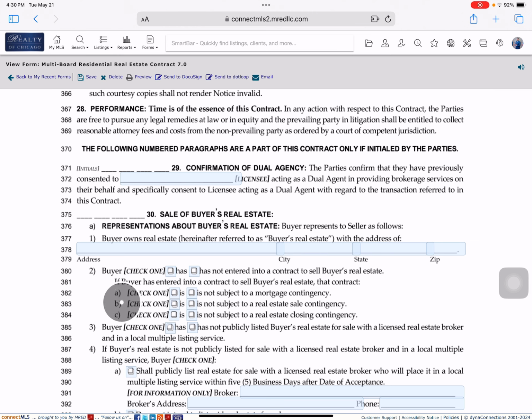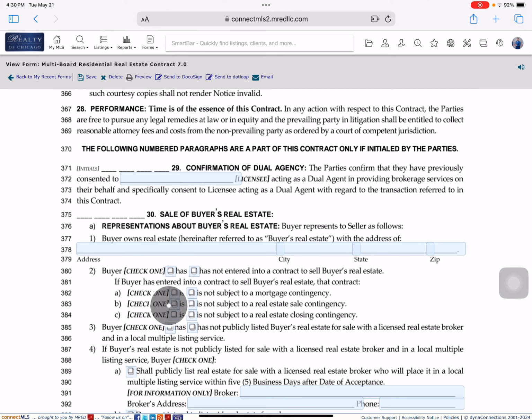Moving on to lines 380 to 384. Line 380 is asking, is this property already under contract? And you're going to indicate if it has or if it has not. On line 382A, in reference to line 378, is the property subject to a mortgage contingency? And again, you're going to indicate if it is or if it is not.